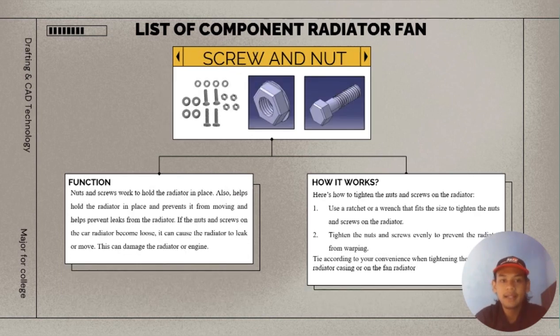Nut and screw. The function of the nut and screw is to hold the radiator in place. They also prevent it from moving and help prevent leaks from the radiator. If a nut and screw on the car radiator become loose, it can cause the radiator to leak or move. This can damage the radiator and engine.